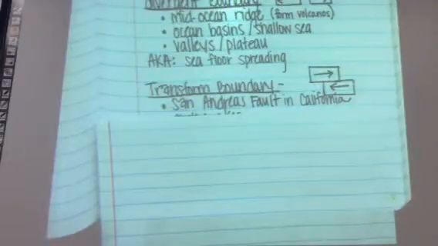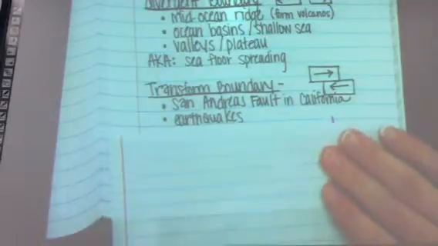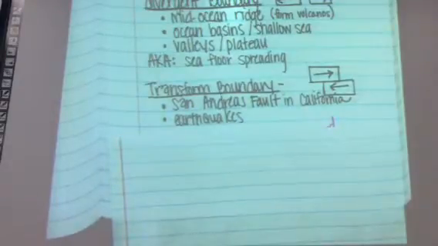Plates only move about how many centimeters per year? About 5 to 10 centimeters every year. As fast as your nail grows. They move as fast as your nail grows. That's right. All right. We know that transform boundaries also create earthquakes when they move.